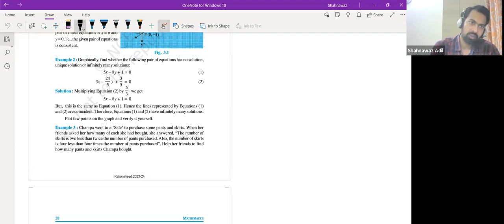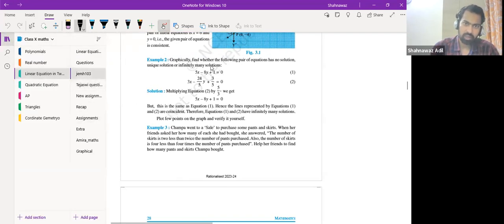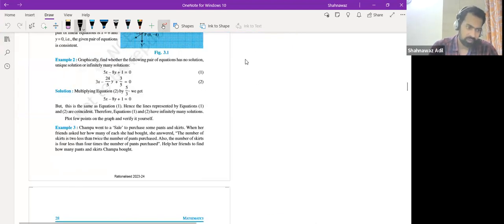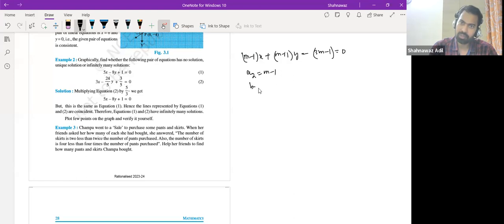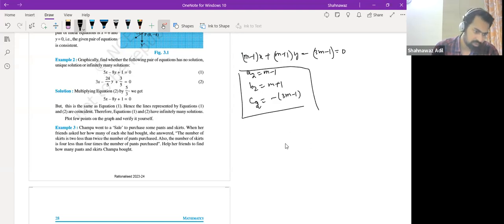Then you calculate the equation that way. So you had m minus 1 x plus m plus 1 y and then minus of 3m. So your A2 is m minus 1, B2 is m plus 1, and C2 is minus of 3m. You have these coefficients, and then for infinitely many solutions, you just put all these three ratios equal.